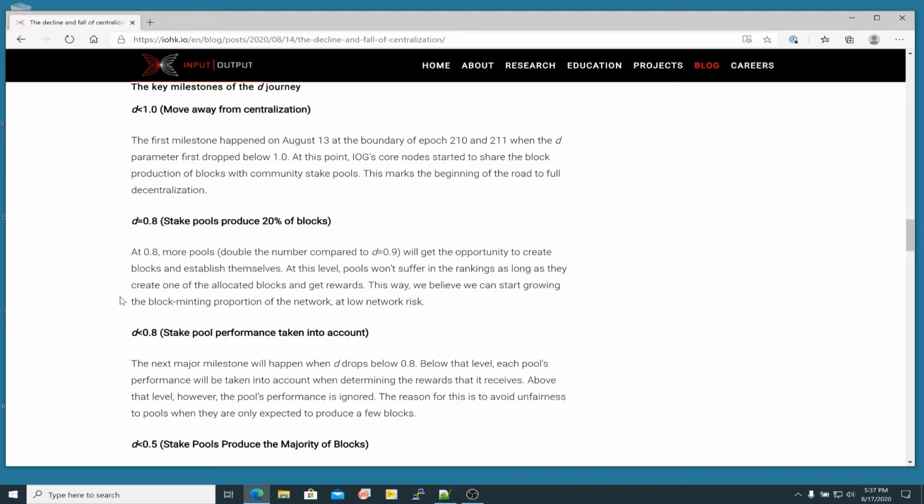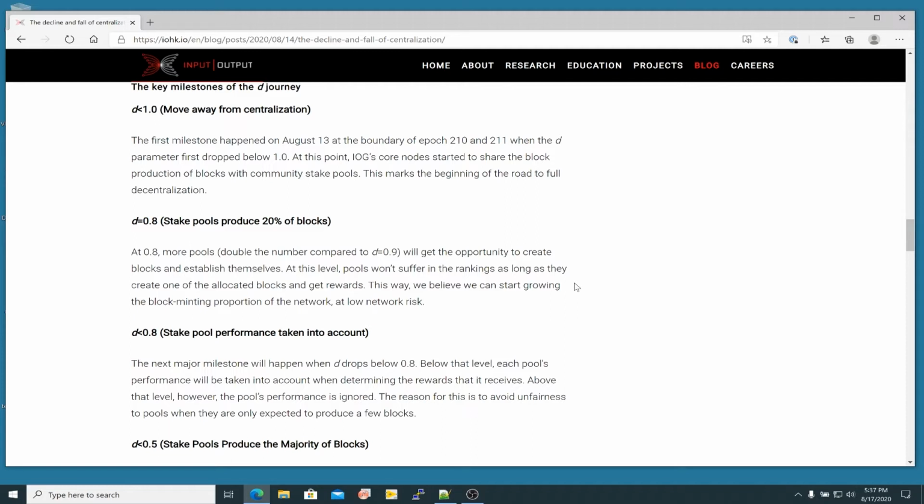So what this is saying here is that all the way from D equals 1 to D equals 0.8, they're not going to enforce any kind of performance penalty in the rankings of the pools. Okay, and certainly right now the rankings are completely random. But eventually that will turn on. Okay, that ranking mechanism is supposed to be a tool to help you make your staking decision. We're just early on in the process. They are eventually going to turn that on.